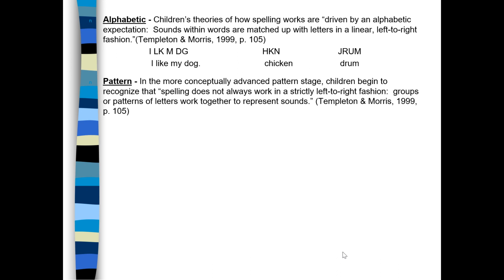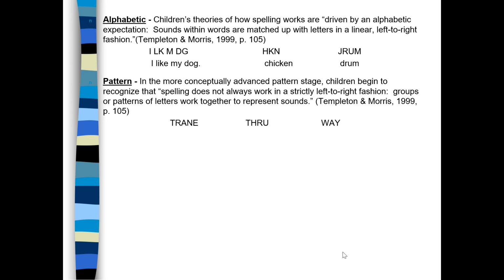In pattern phase, this is where students start noticing patterns in words. In the more conceptually advanced pattern stage, children begin to recognize that spelling doesn't always work in a strictly left to right fashion. Like train, T-R-A-N-E, it's spelled here. That's not a normal spelling for the word train. Here, the student understands that there is a rule where that silent E makes that long A vowel sound in the middle of the word there. So the student spelled train as they heard it based on rules that they already knew, but they misspelled it. You'll see that a lot on your spelling inventory.